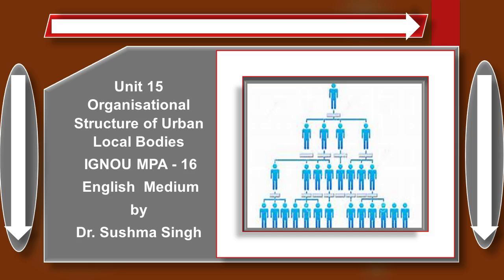Let us start discussion on Unit 15, Organizational Structure of Urban Local Bodies. And we are discussing the post-independence era, first phase, 1947 to 1985.